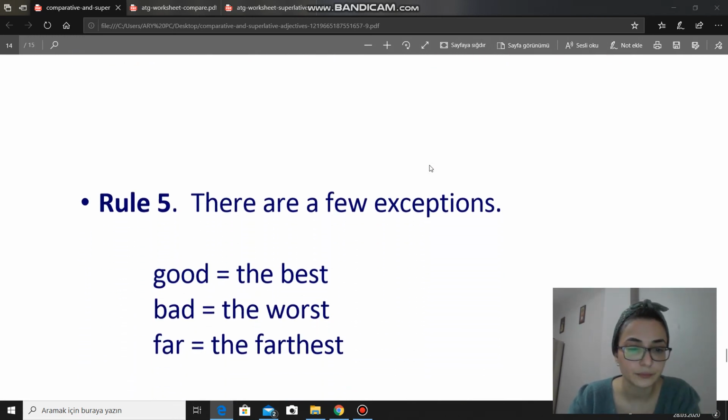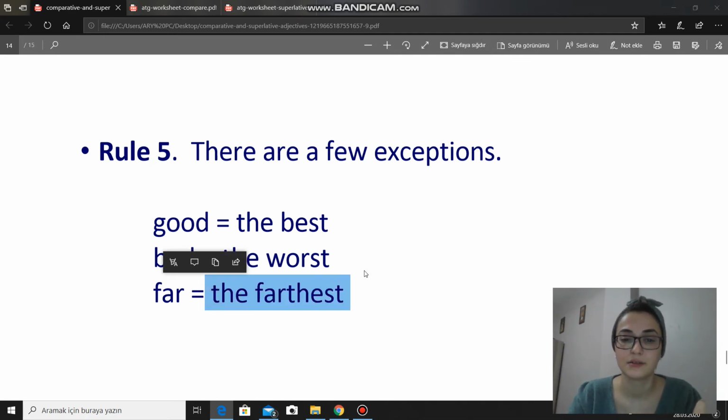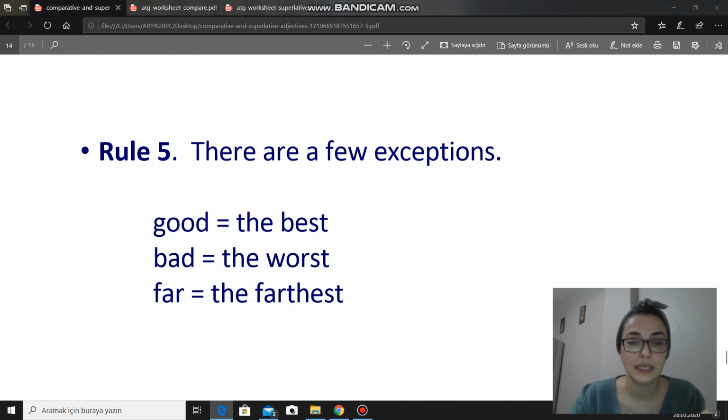En pahalı. So again, we have a few exceptions like good, bad, far again. Good, the comparative form was what? Better, right? This time, the best. Bad, worse, but this time, the worst. Far, farther, superlative form is the farthest. İyi, en iyi. Kötü, en kötü. Uzak, en uzak. These are the superlative forms. Take your notes again.